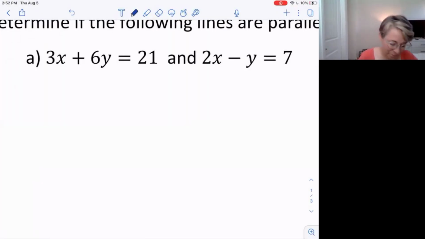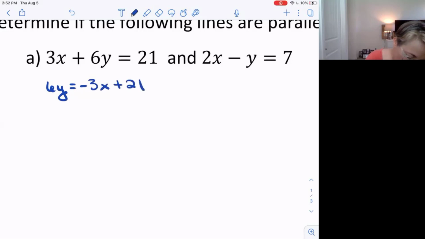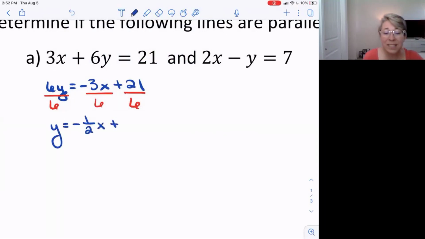First example here, I'm going to subtract 3x from both sides. So we get 6y equals -3x plus 21. I'm going to divide everybody by 6. And I get y equals -1/2 x plus, and it really doesn't matter what your y-intercept is unless they happen to be the exact same b for both lines.